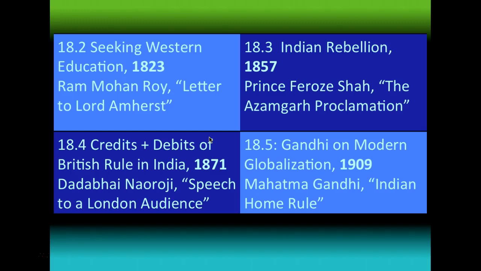And so it's kind of an interesting way of attempting to negotiate with the British to help propel the Indians into a more powerful position in their own country under the rule of the British. And then lastly, in 1909, we see a writing of one of my favorite people, Mahatma Gandhi, who's kind of considered the father of India. And he writes about modern globalization, and it's called Indian Home Rule. He wants to get rid of not just the British power, but the British influence.